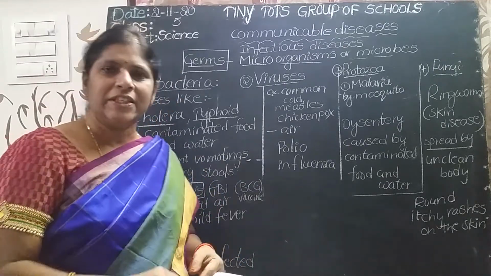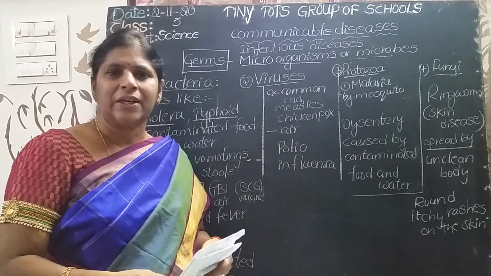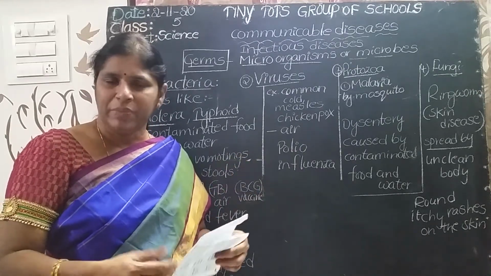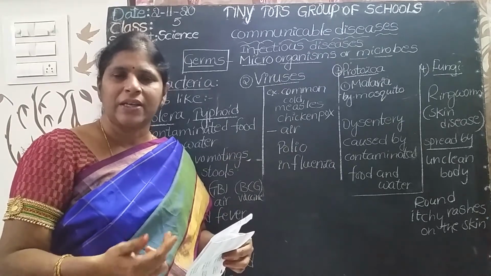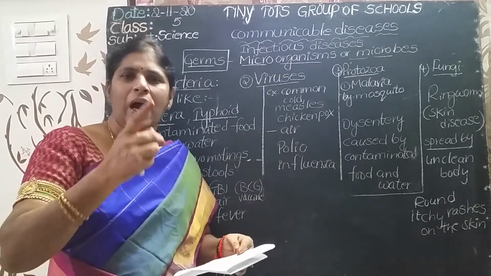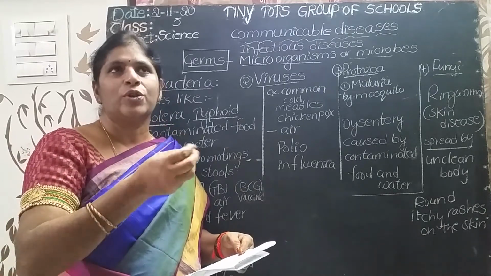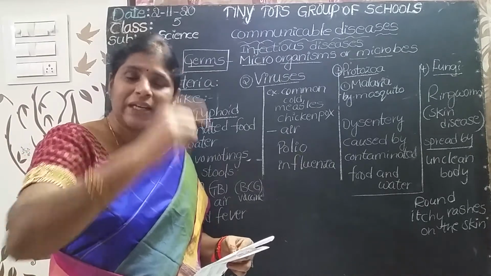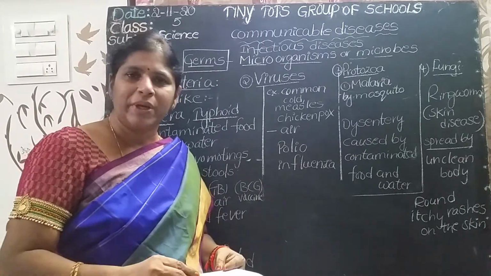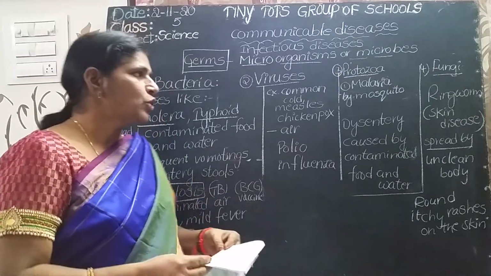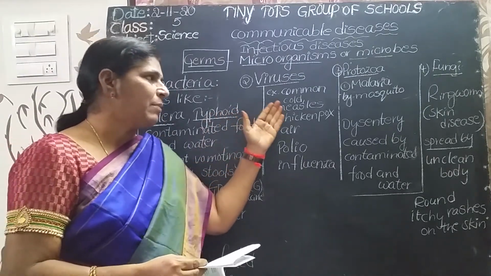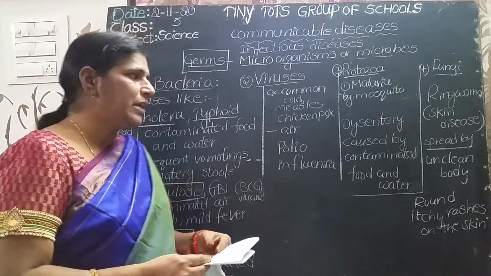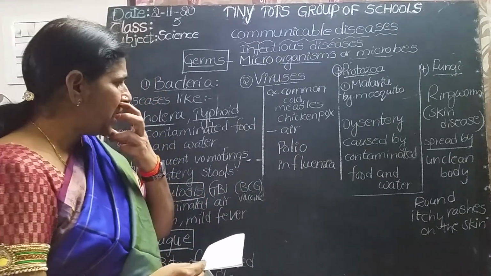How do these diseases spread from one person to another? If one of your friends is suffering from measles, common cold, mumps or chickenpox, when he coughs, those droplets mix into the air. When a healthy person breathes that air, that person may also get infected. So viruses cause diseases like common cold, measles and chickenpox, and these diseases are spread by air.